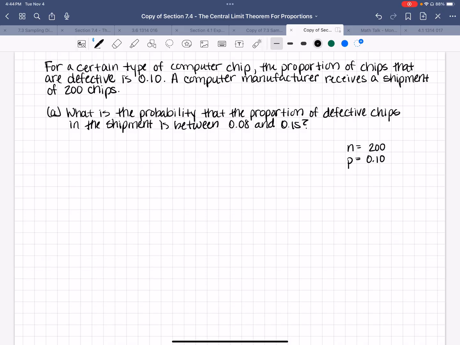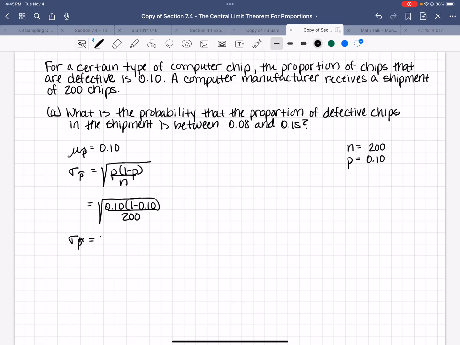So that's actually about 10%. That's kind of high. So we need to find the mean of the sample, and we know that's going to be P, which is 0.10. And then we need to find the standard deviation of P hat, which is going to equal the square root of P times 1 minus P all over N. That's the square root of 0.10 times 1 minus 0.10 all over N, which is 200. If we put that into the calculator, we get a standard deviation for our P hat of 0.0212.